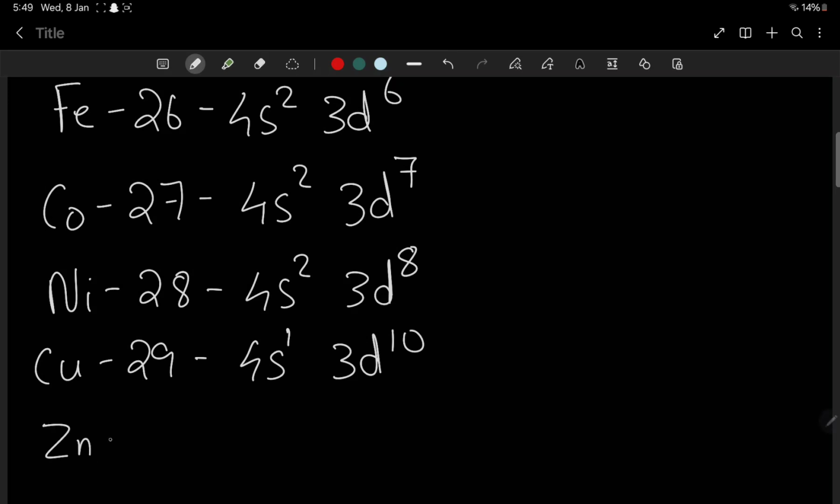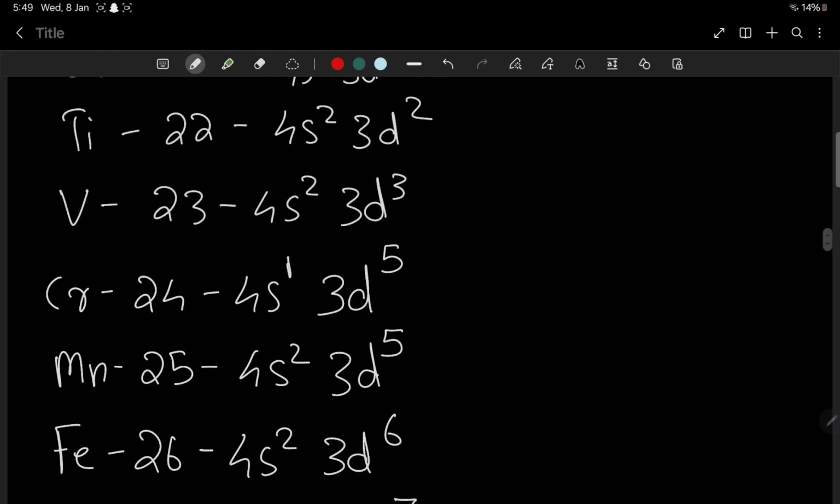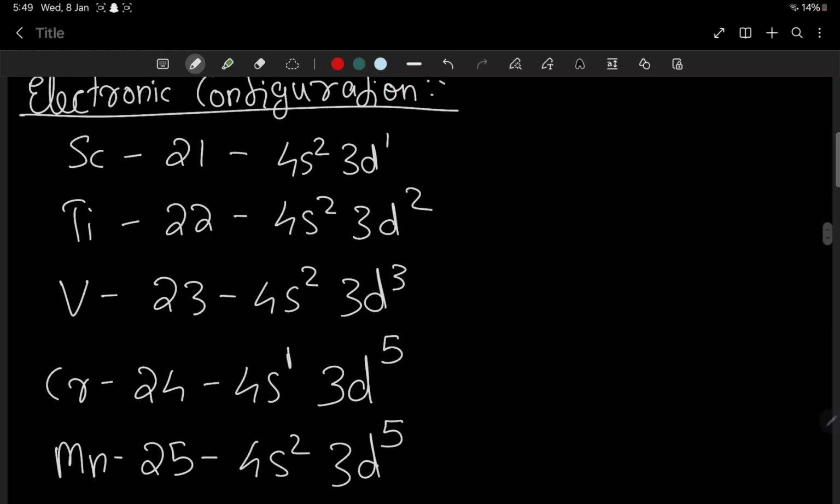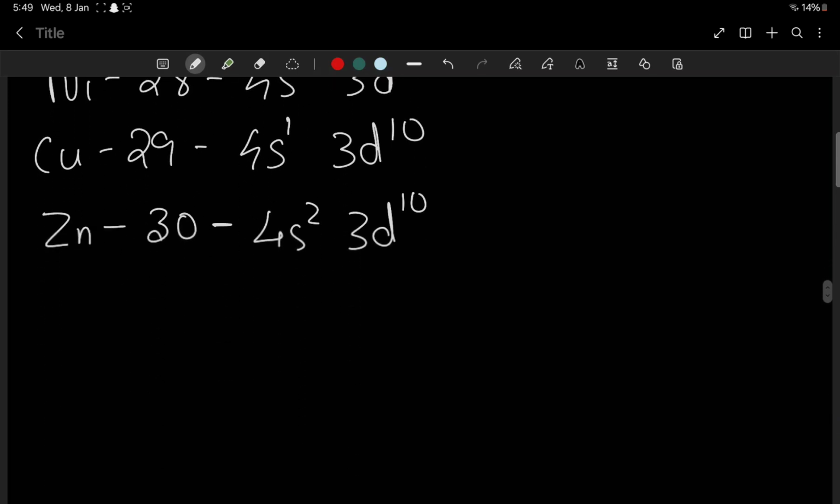Last but not the least, zinc. It is not a transition element, but it's a d block element. So 4s2 3d10. This is the first transition series. Learn this. Okay, perfect.